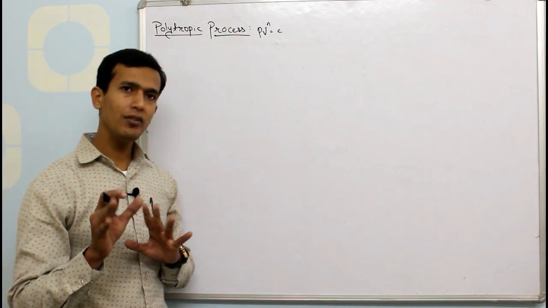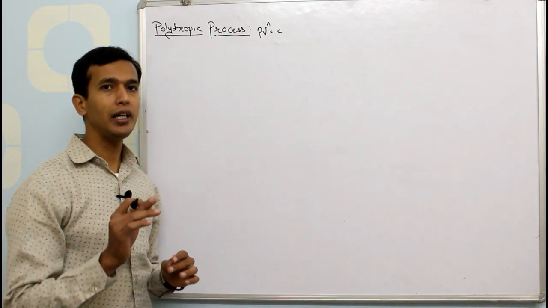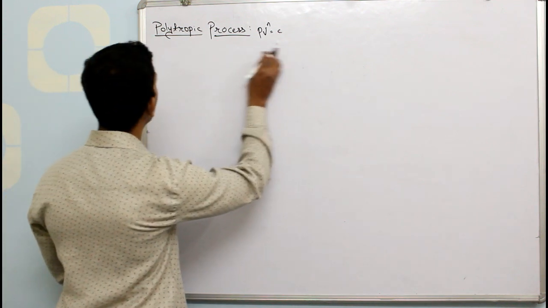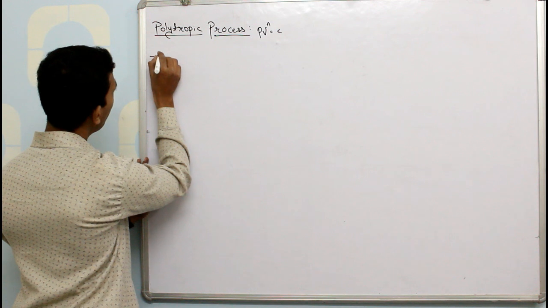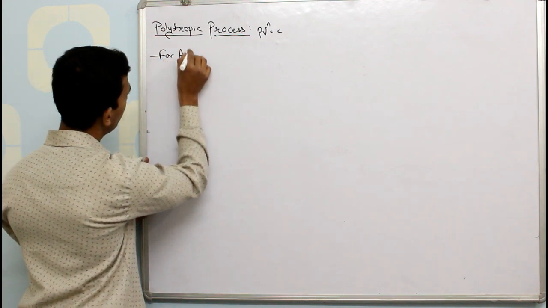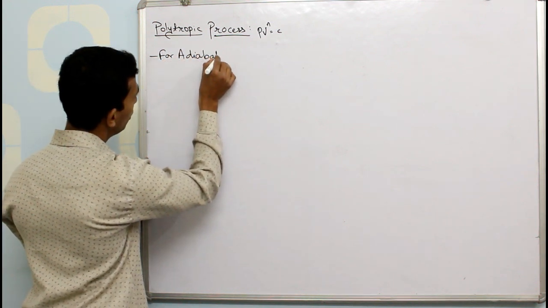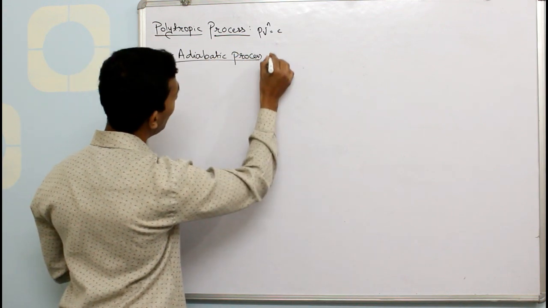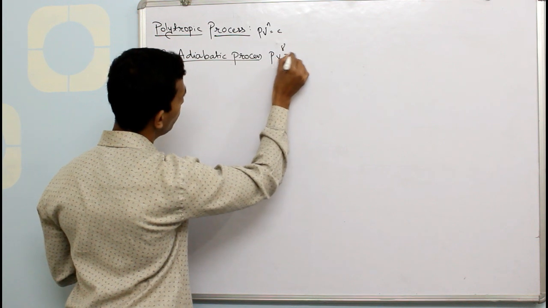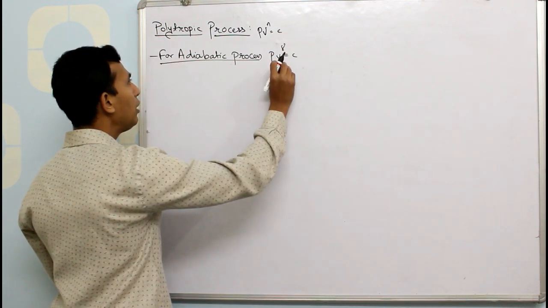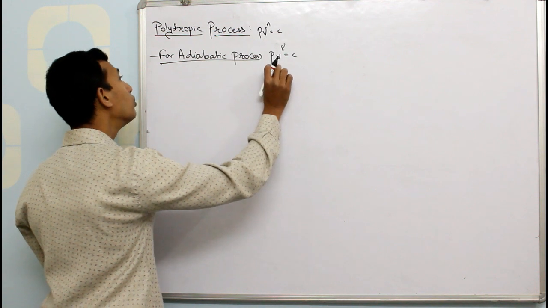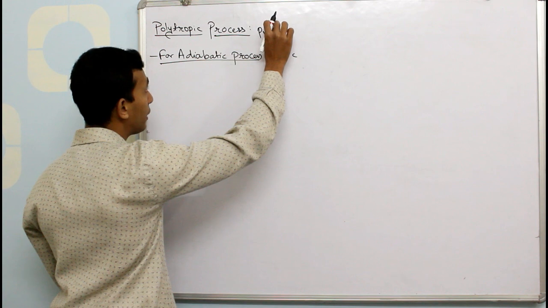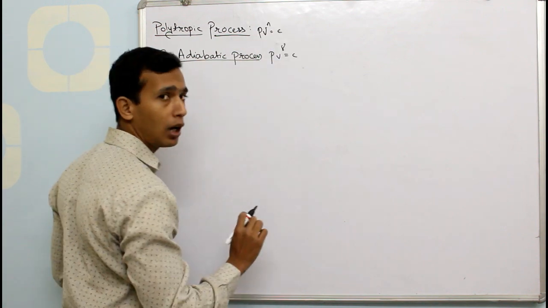Here in the previous videos we have studied the adiabatic process, which has a similar equation as written here. For an adiabatic process, we have PV raised to gamma equals C. Now if you carefully observe these two equations, the only difference is the power, that is the index. Here it is n, here it is gamma.